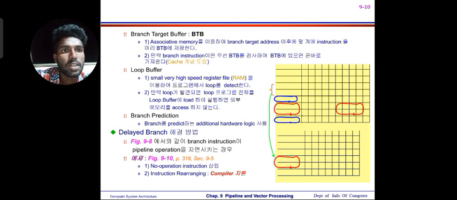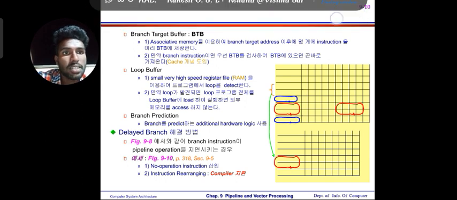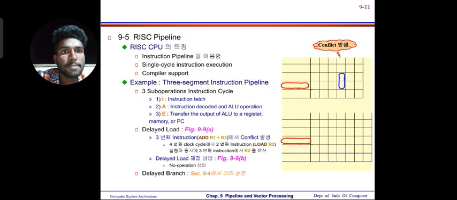Loop buffer, for loops. Branch prediction: a branch predictor means additional hardware logic. Show the diagram. Delayed branch: branch instruction pipeline operating, with no operation instructions rearranged by compilers.